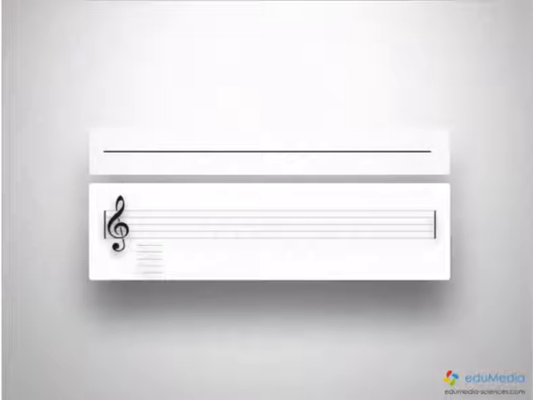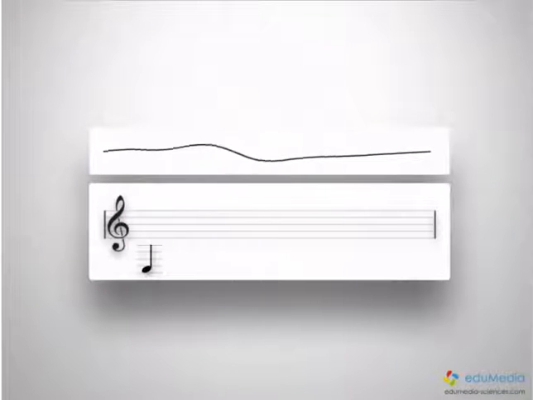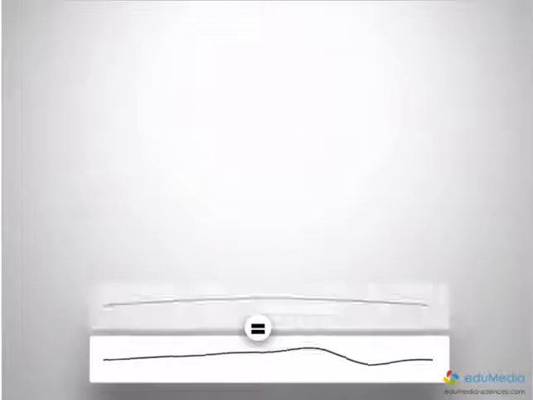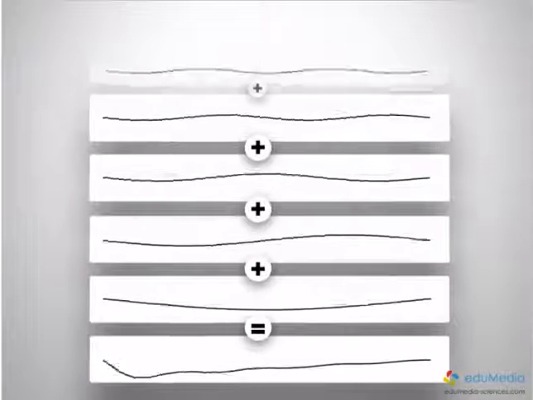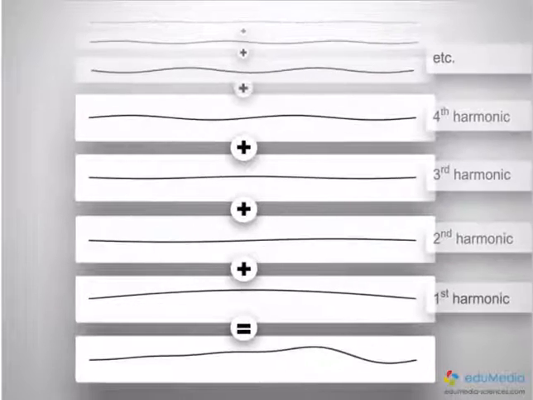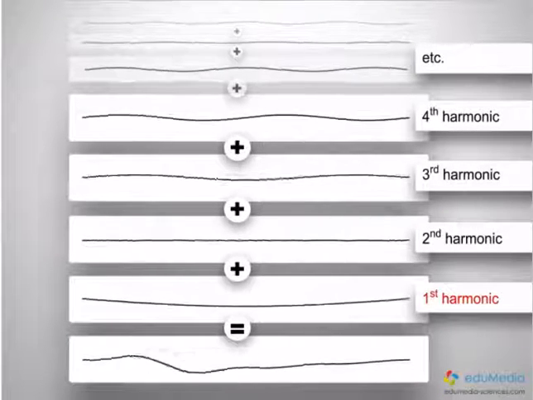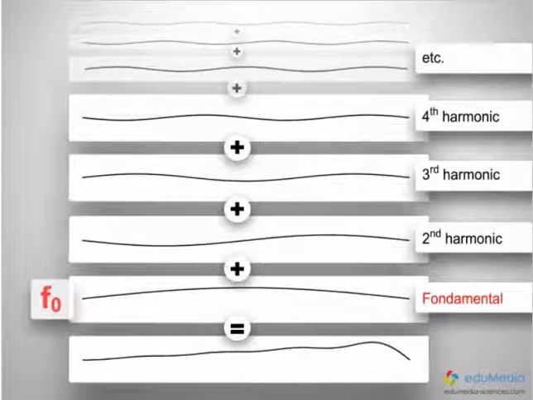When we play the note C, on a piano for example, here amplified and slowed down, is the shape of the vibration that appears on the string. This vibration, which appears complex, is actually the superposition of an infinite number of vibrations called the harmonics. The first is called the fundamental. It vibrates at frequency F0.